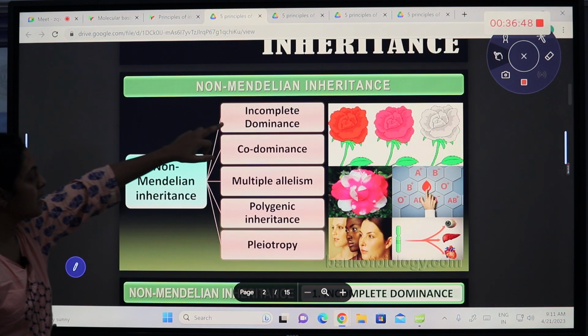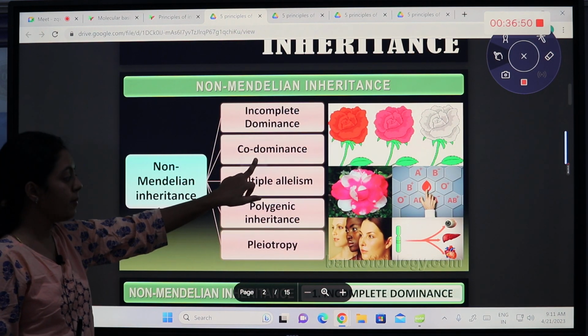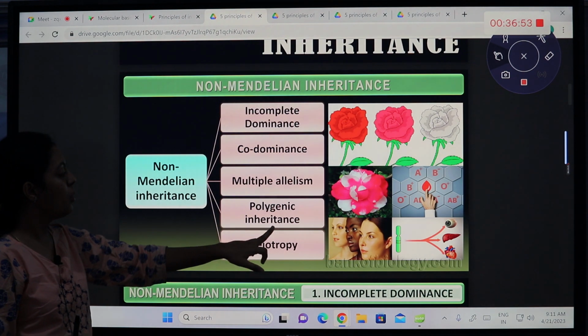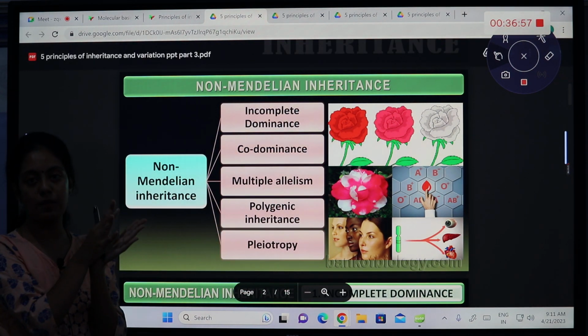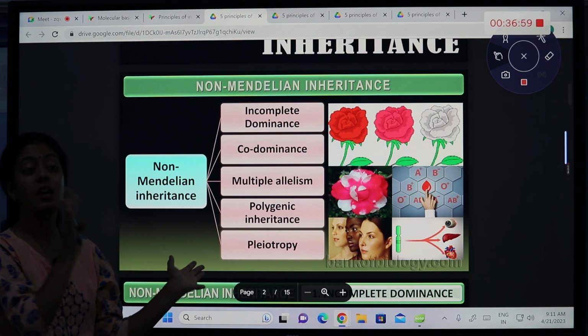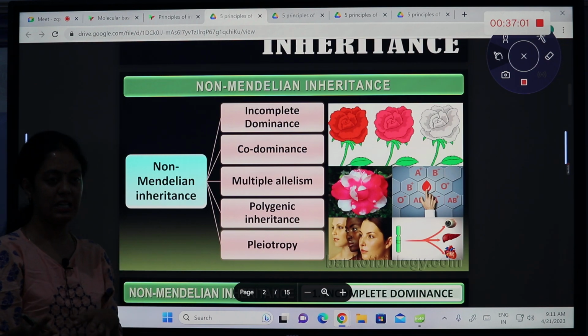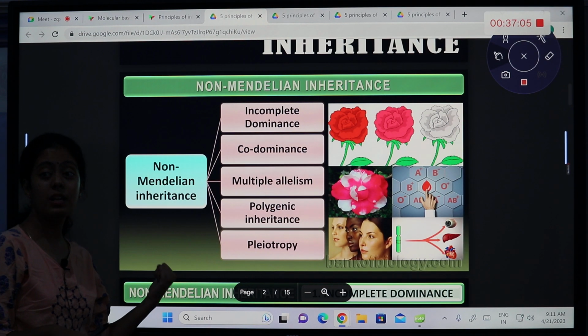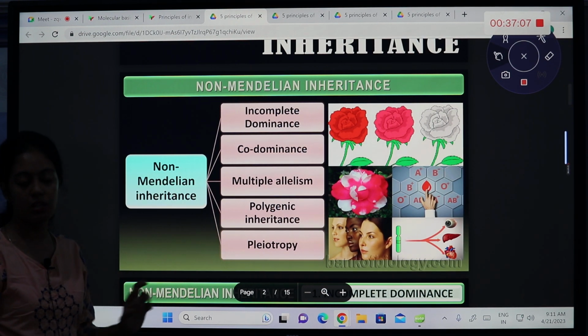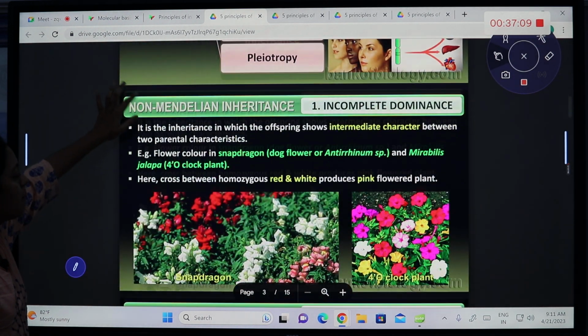The first one is incomplete dominance, then codominance, multiple allelism, polygenic inheritance, and pleiotropy. So we finished the first part of the lesson, Mendelian inheritance. Now we are doing non-Mendelian inheritance. Important questions will come from this topic. More than Mendelian genetics, this is very important. So let's start with incomplete dominance.